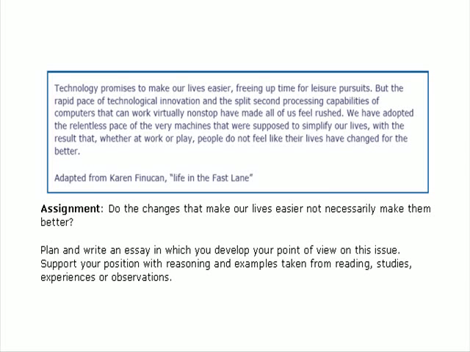Do the changes make our lives easier, not necessarily make them better? They were writing about technology. Did technology make our lives easier? And again, that gave them fewer examples, and they didn't have examples from the two different categories of examples that will give you the highest scores, history and literature, because they weren't able to see how this related to history or literature because it had the word technology in it. So you don't want to fall into that pitfall. That's one of the first things you want to know so that you don't fall into it.